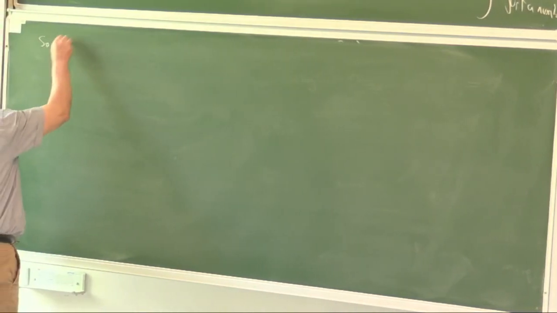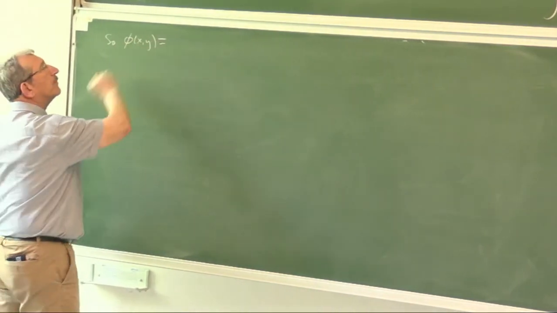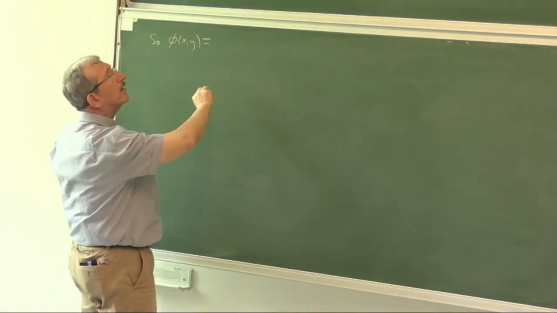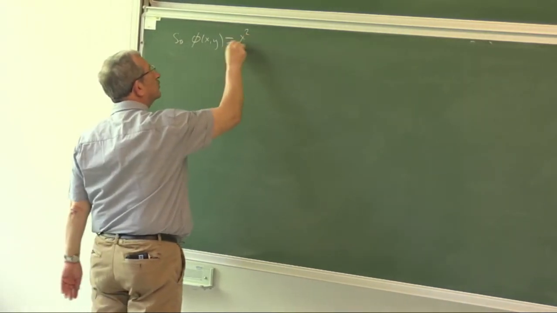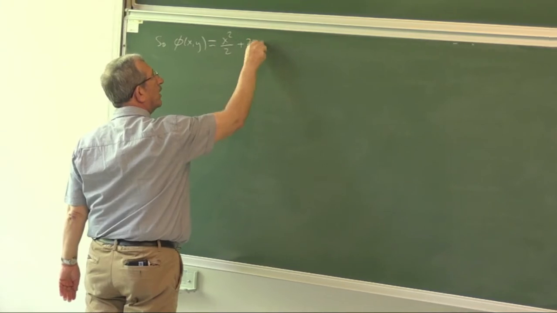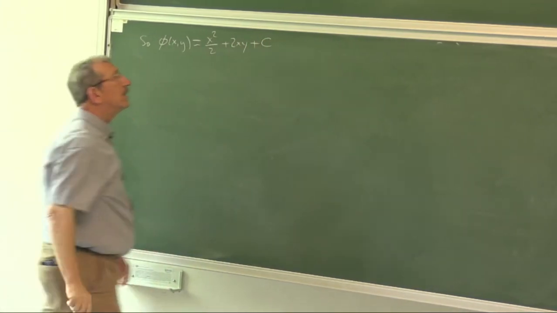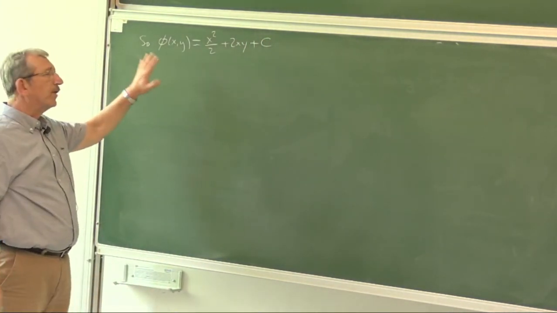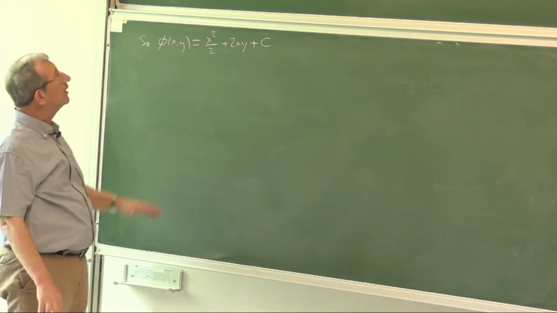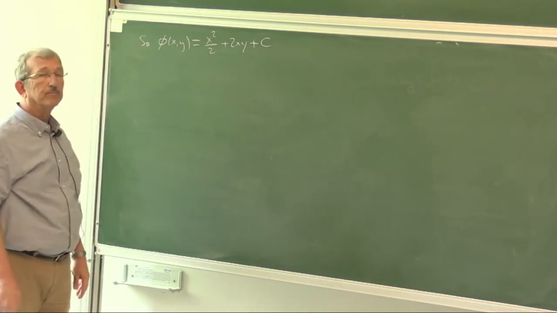So phi(x,y) happens to be, okay, from what we have there, x squared over 2 plus 2xy plus c. If you differentiate this with respect to x and then with respect to y, of course, you get P and Q up there.